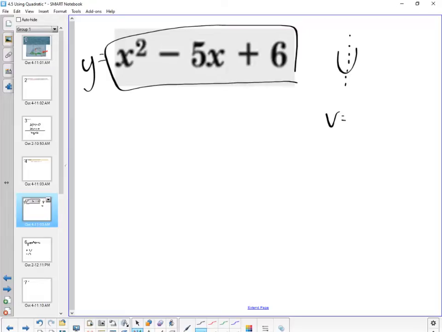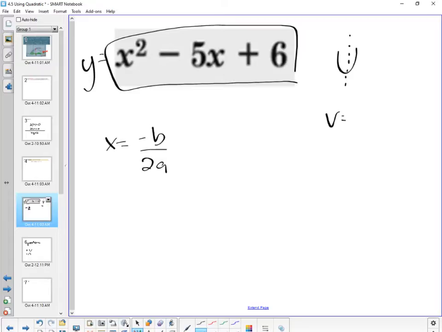Is it 2A or divided? I asked the question. What do you think it is? Is it 2A over 2B? No, it's negative B. Yeah, negative B. Okay, so we have a formula.